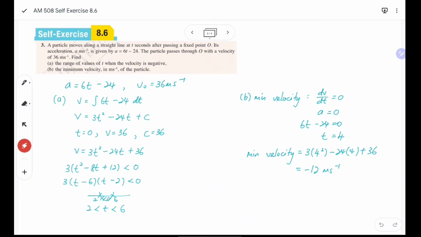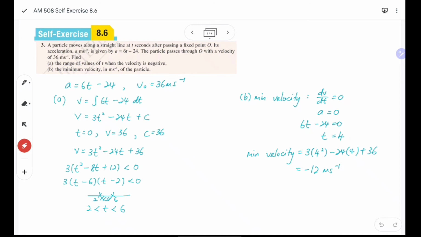B, the minimum velocity of the particle. So minimum velocity means dv/dt equals 0. So when dv/dt equals 0, it means the acceleration equals 0. So 6t minus 24 equals 0, we get t equals 4. Alright, so we know minimum velocity happens when t equals 4.